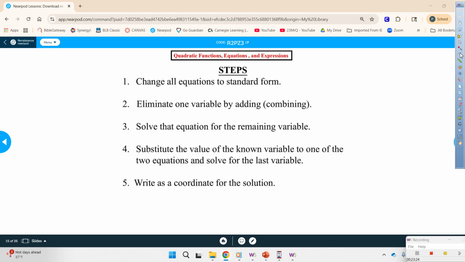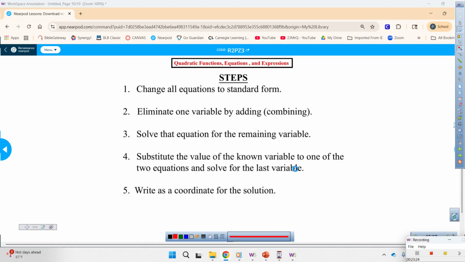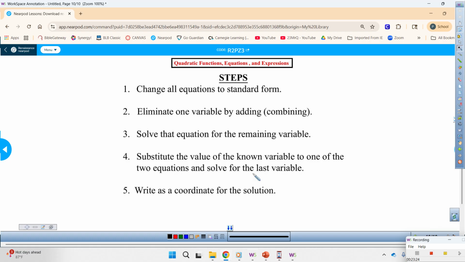Look up to the screen. What does standard form look like? When both x and y are on the same side of the equation, this is called what? Standard form. When both what? X and y are on the same side of the equation. That's called standard form. We good?